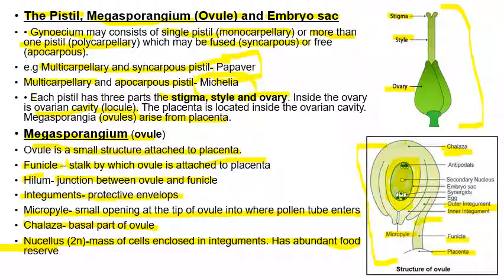Here three cells are present near the chalazal end; these are called antipodal cells. Three cells are present near the micropyle, where one cell is the egg that fuses with the male gamete, and two cells protecting the egg are called synergids. The embryo sac is the outer covering, the whole sac where the antipodals, egg and synergids are present. And at the center you can see the word written: secondary nucleus.